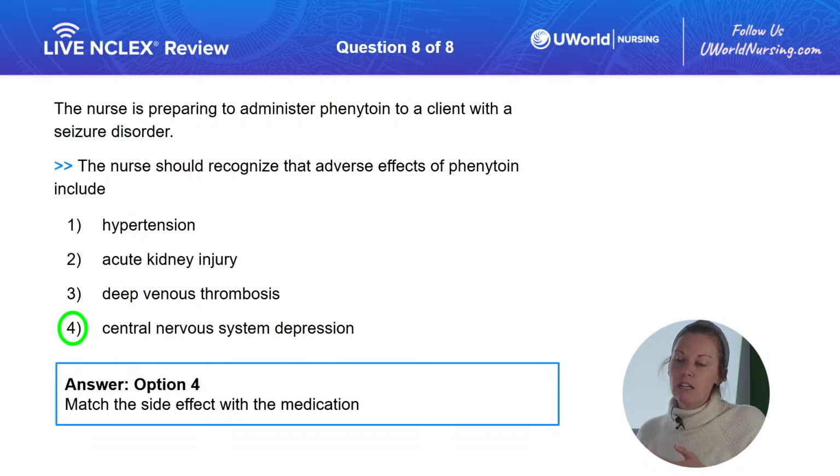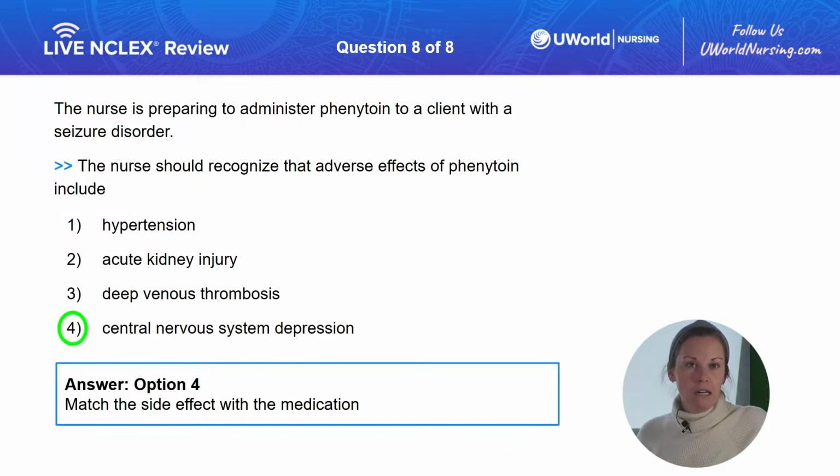Whenever we're not at that therapeutic level, we can see things like nystagmus, which is the back and forth of our eyes. We can also see diplopia, which is double vision; sedation, which you could say is in tandem with central nervous system depression; ataxia, which is a staggering gait; and any type of cognitive impairment. So central nervous system depression would be an adverse effect, not a therapeutic effect.